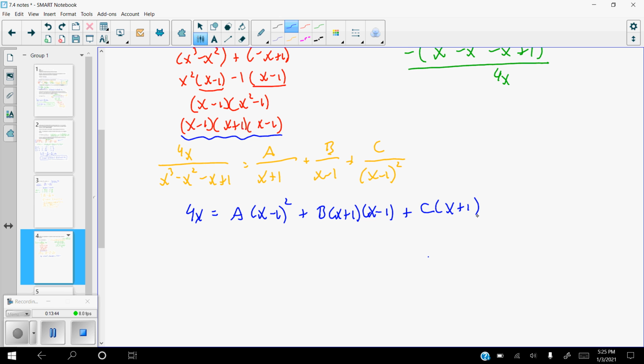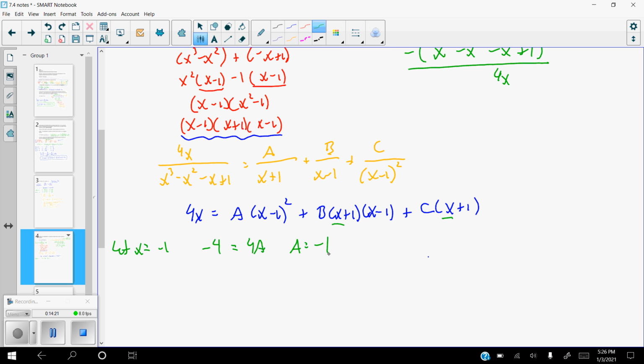Okay, let's use our method like we did before. If we let x equal, let's see, what would be a nice value? -1 would be a good value. If we let x equal -1, that's going to make that 0. It's going to make that 0. So the b and the c are going to go away. So that's going to give me -1 minus 1 is -2 squared is 4. So we're going to get 4a. Plugging in the -1 on the left gives me a -4. So a is going to be -1.